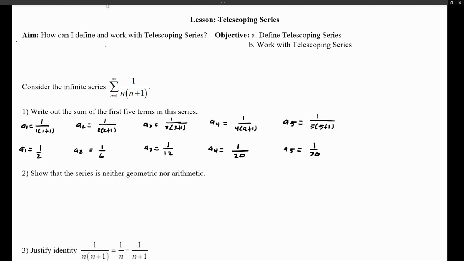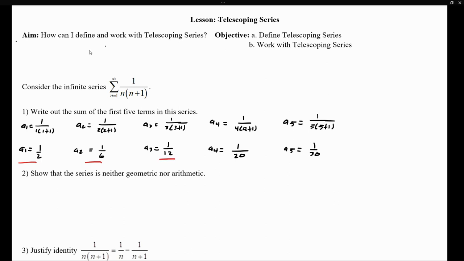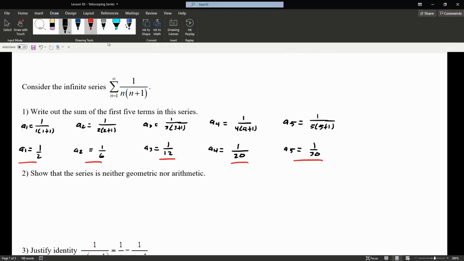So now that we have the value of those terms, we want to add them because we want to write out the sum of the first 5 terms in this series. So here we have the 5 terms in the sequence, therefore the 5 terms in the series. So now if we add them up, we're going to get the following.